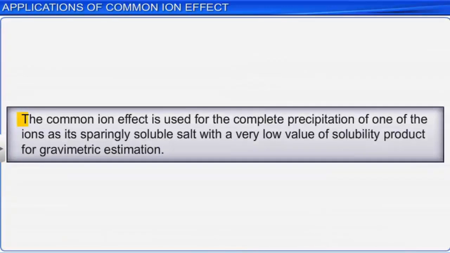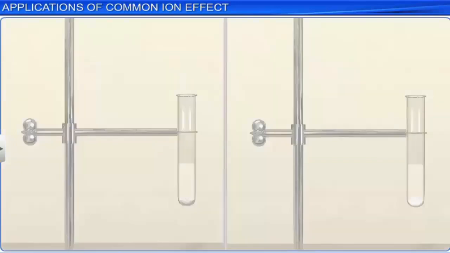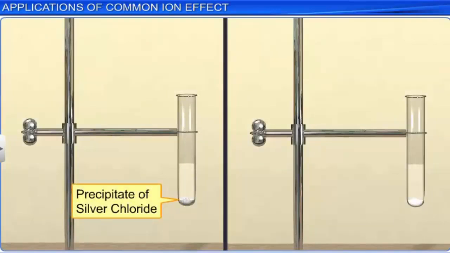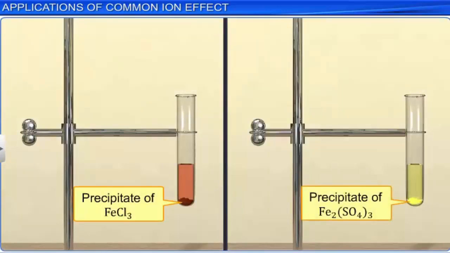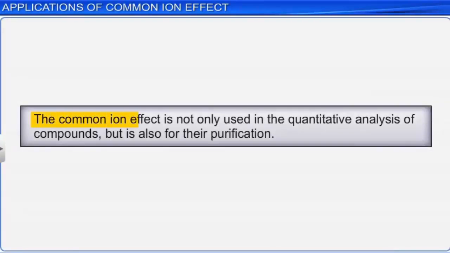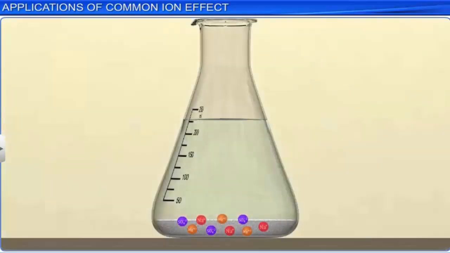The common ion effect is used for the complete precipitation of one of the ions as its sparingly soluble salt with a very low value of solubility product for gravimetric estimation. For example, silver ions are precipitated as silver chloride, barium ions as barium sulfate, and ferric ion as ferric chloride or ferric sulfate. The common ion effect is not only used in the quantitative analysis of compounds, but is also for their purification. For example, sodium chloride, along with impurities such as sodium sulfate and magnesium sulfate, is purified by applying this principle.